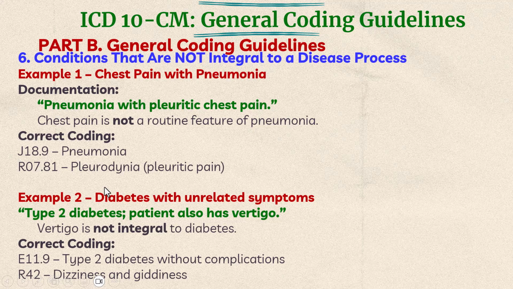Similarly, another example, diabetes with unrelated symptoms. For example, documentation says type 2 diabetes, patient also has vertigo. So here the vertigo is not integral to diabetes. So the correct coding will be, first you have to code for the diabetes, that is E11.9, type 2 diabetes without complication, and R42 for dizziness and giddiness.